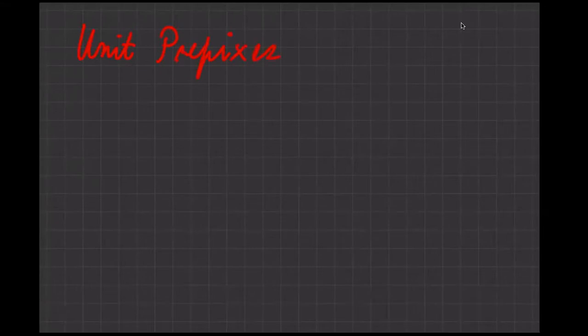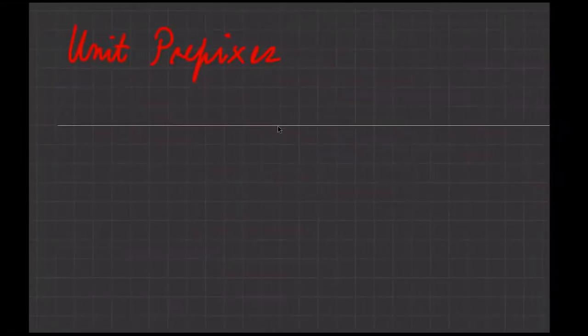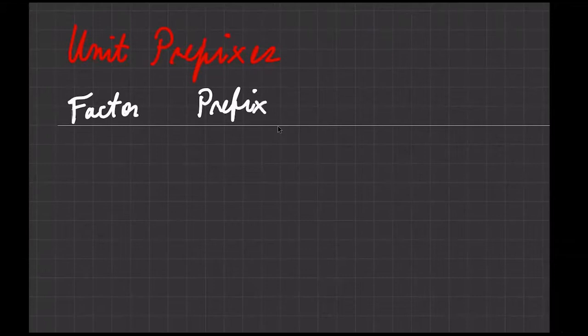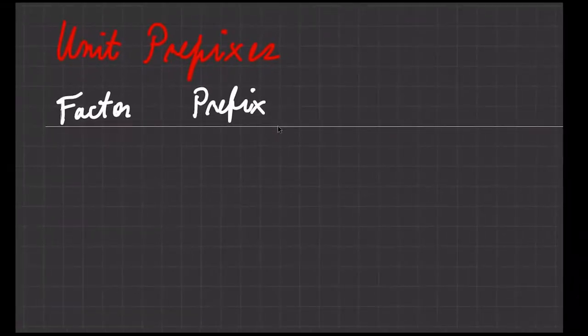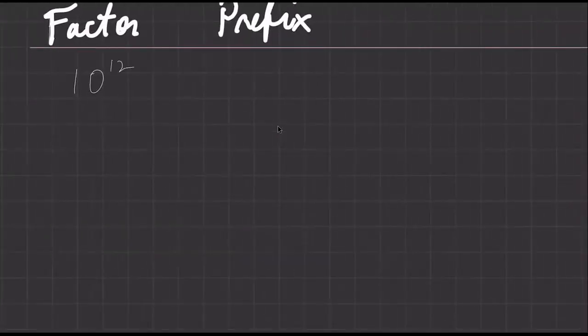What are those prefixes? Let me write it in a smaller font. For example, you have a table here. Usually you have some factor, and you have the prefix. For example, a quantity that is 10 to the 12, we call it the tera, capital T.